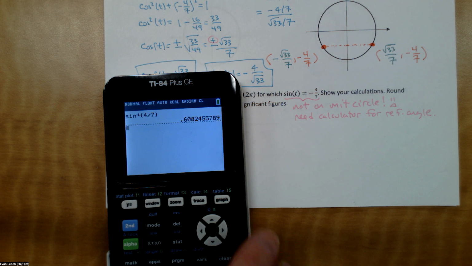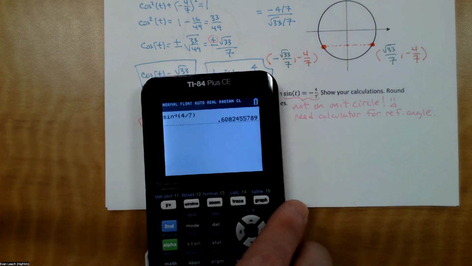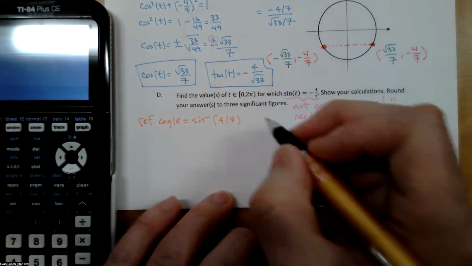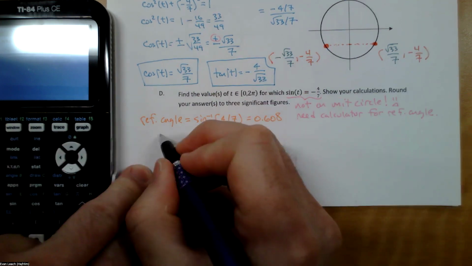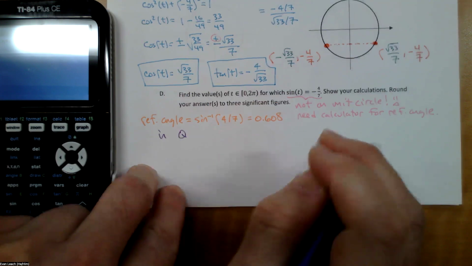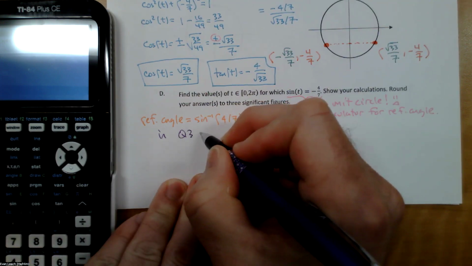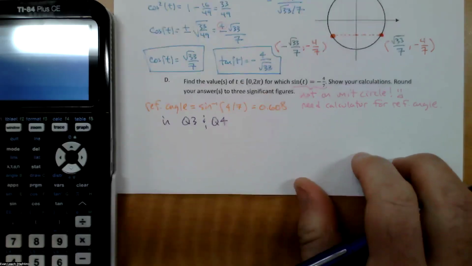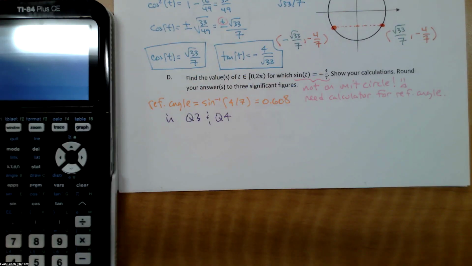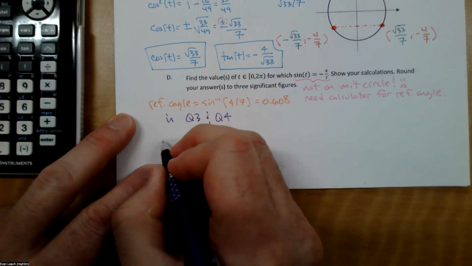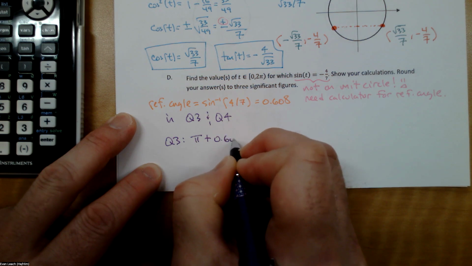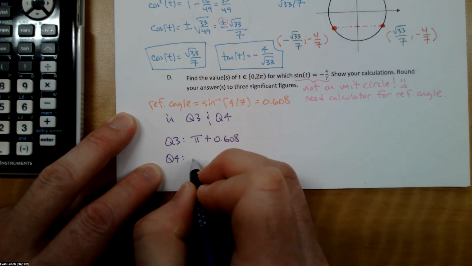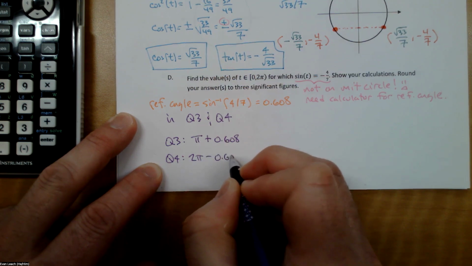0.608. We need to round to 3 significant figures. So 0.608. And we're going to put this reference angle into 2 quadrants. Sine is negative in quadrant 3 and quadrant 4. The angle in quadrant 3 will be pi plus the 0.608. And in quadrant 4, we go 2 pi minus 0.608.